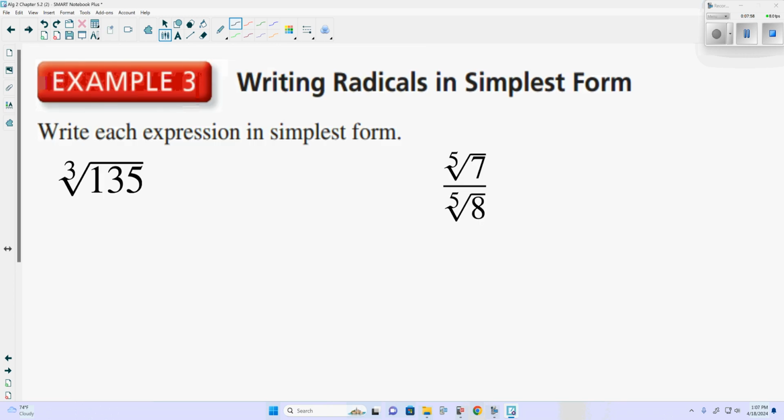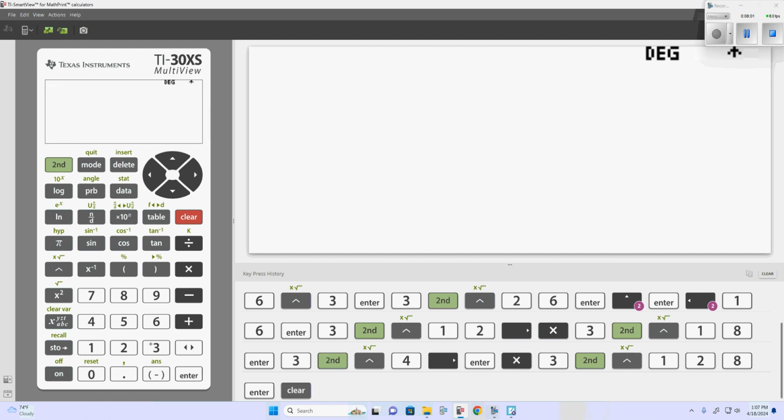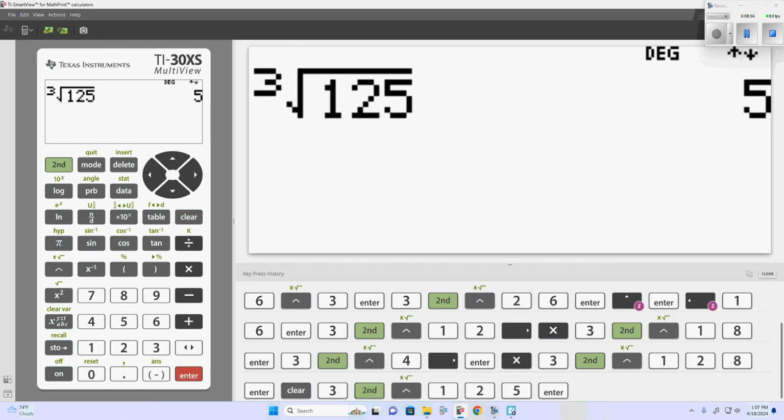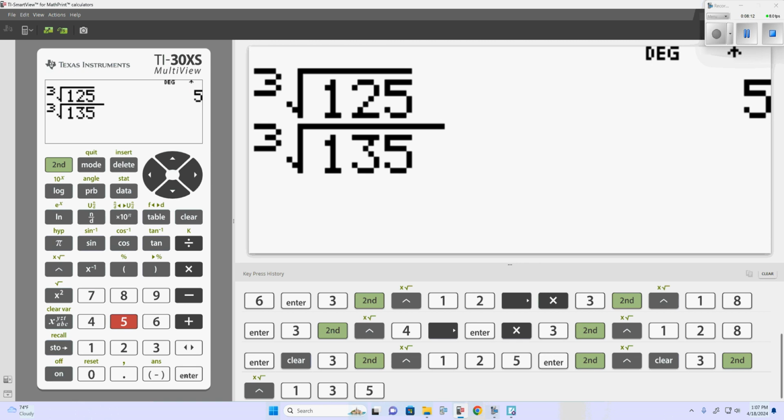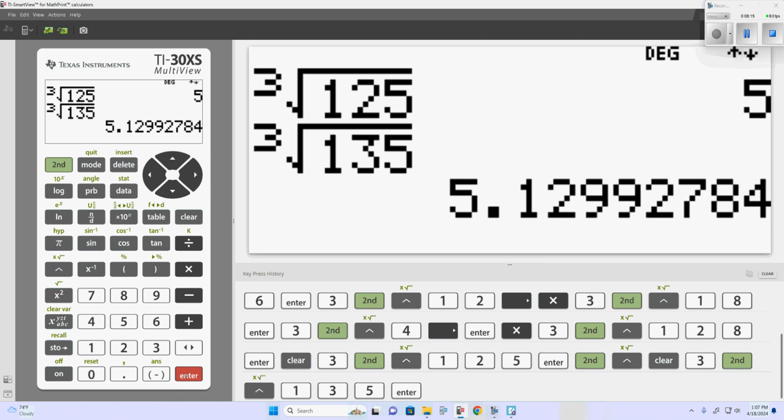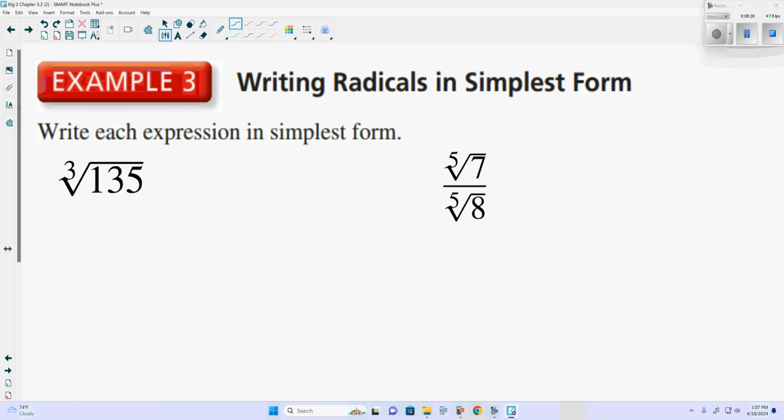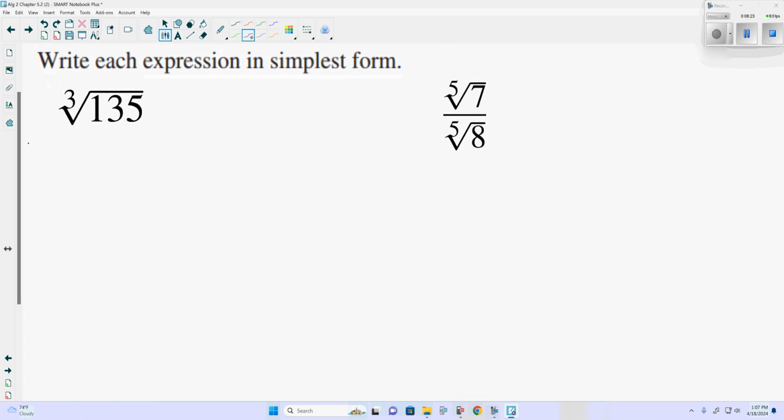Cubed root of 135. Well, we can try this in a calculator because that's been working nicely. Oh, it's 130. Let's try that again. Well, that's not as nice. Okay. Now, if it doesn't work out nicely, we need to write this in simplest form. One of the ways I've found to do this is going factor 3, because we need a number to a power of 3, or some multiple of 3, to simplify with that root.